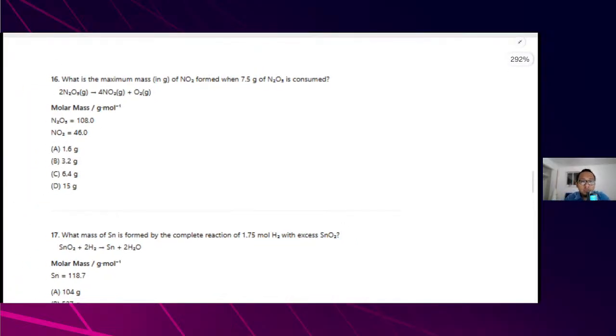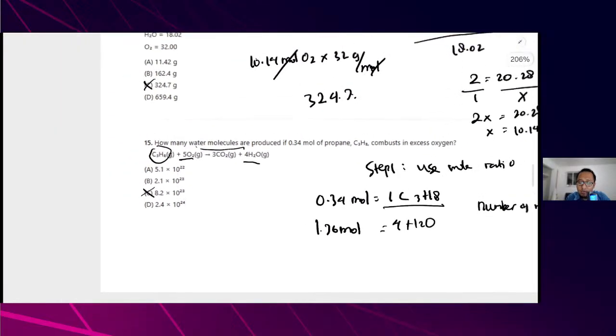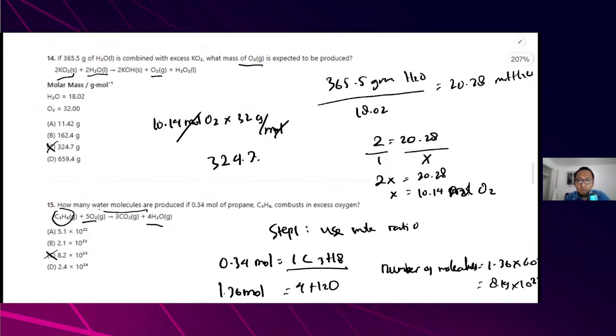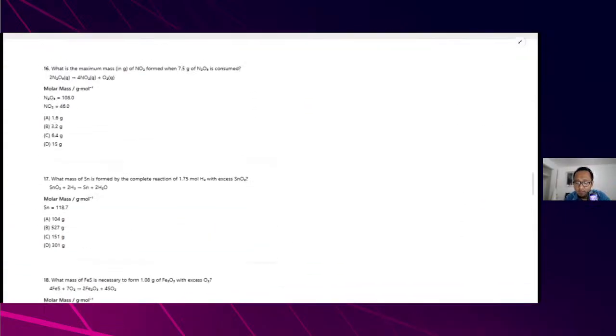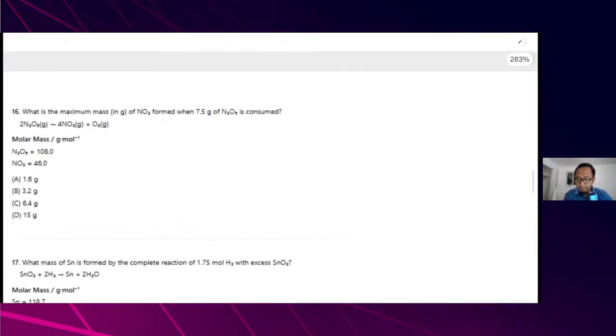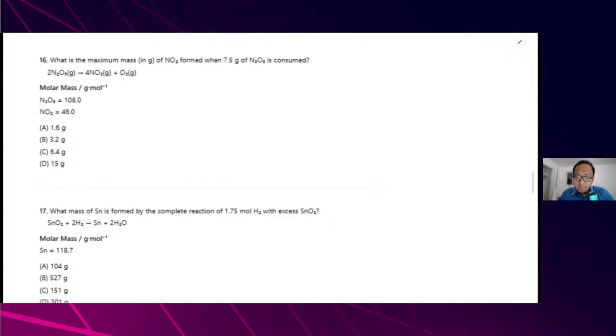Let me check the previous questions. Did we get the correct answers? Number 14 is C, number 15 is C. Yeah, that's great. There is no mistake. Okay. Now, what is the maximum mass of NO2 formed? It's still the same.